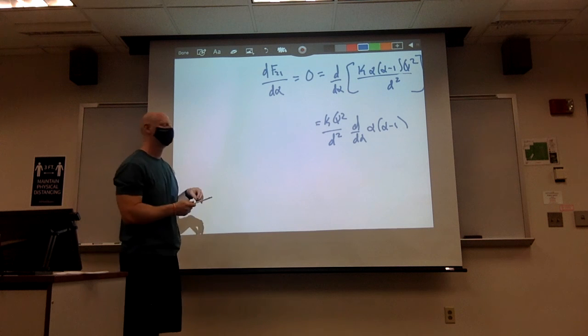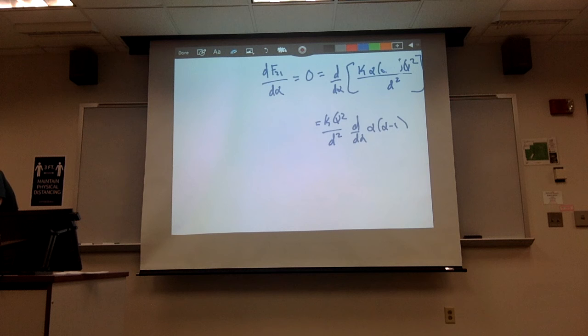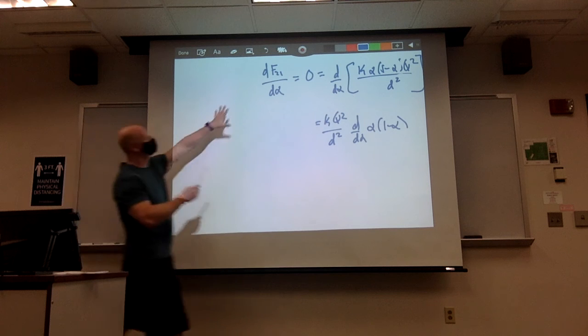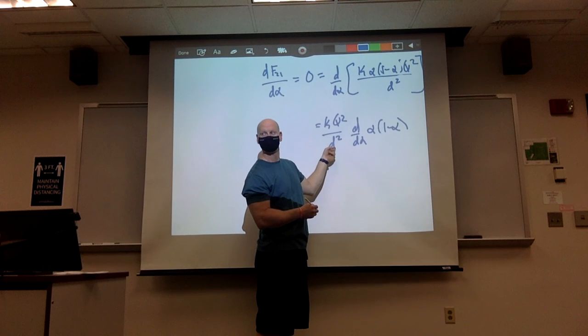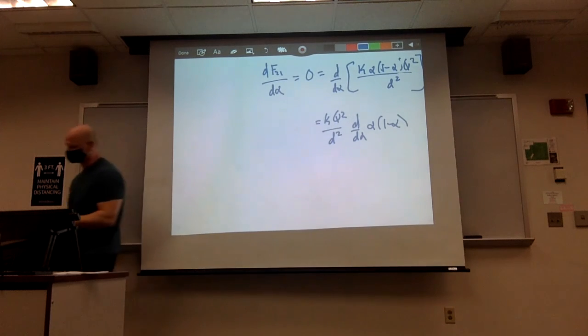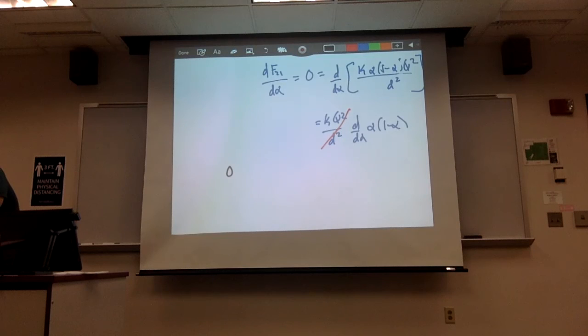Why is it alpha minus 1 and not 1 minus alpha? Oh, sorry, you're right. 1 minus alpha. I had a little dyslexia in there. Now, since all this is equal to 0, does it depend on any of the squares? No. So I can divide all that out, which means I'm finally left with 0 equal to the derivative with respect to alpha of alpha minus alpha squared.